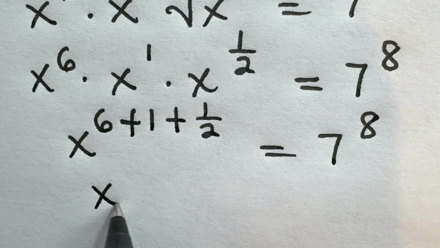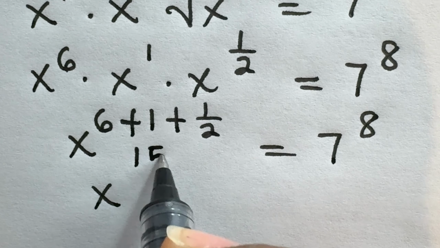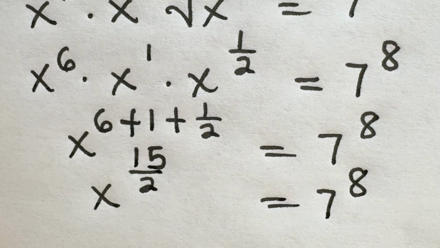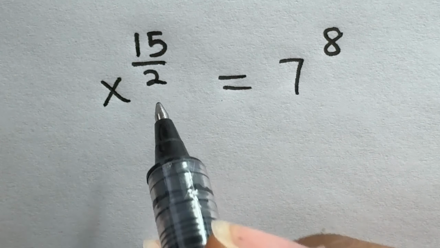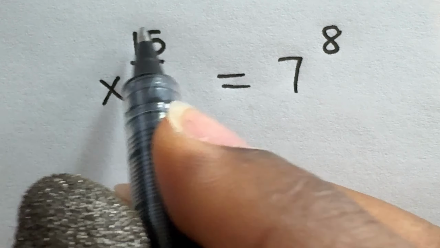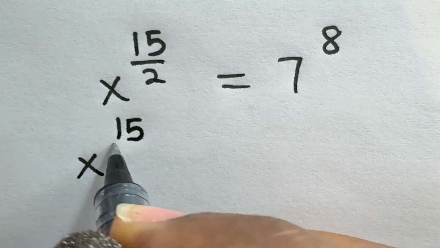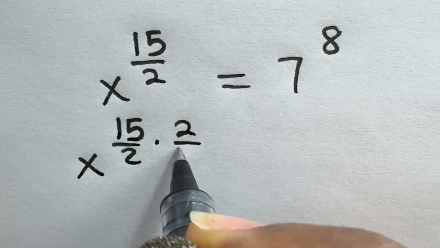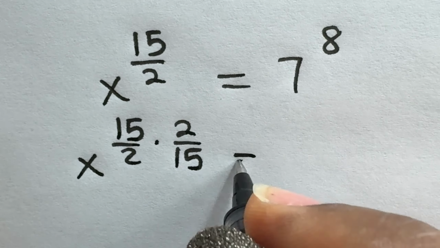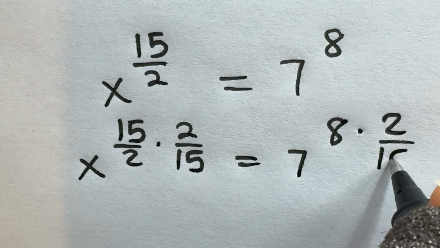So we have x raised to power, this is 7, 7.5. That's going to give us 15 over 2 is equal to 7 raised to power 8. So from here, let's multiply both powers by the reciprocal of this power to get rid of the power here. This will give us x raised to power 15 over 2 times 2 over 15 is equal to 7 raised to power 8 times 2 over 15.